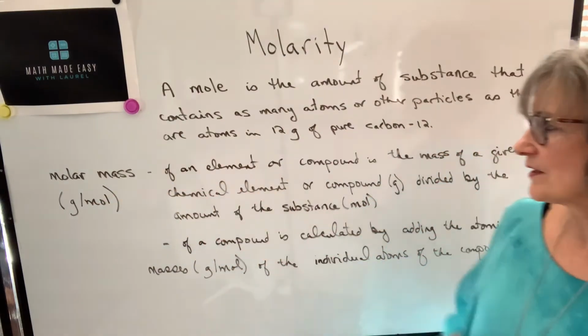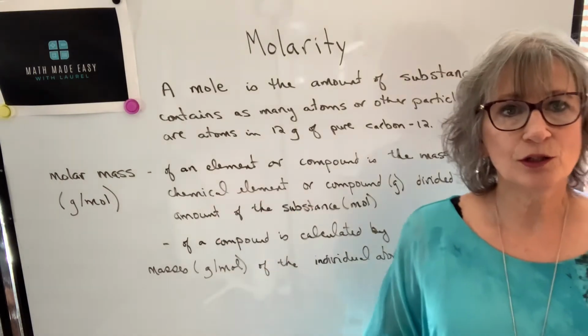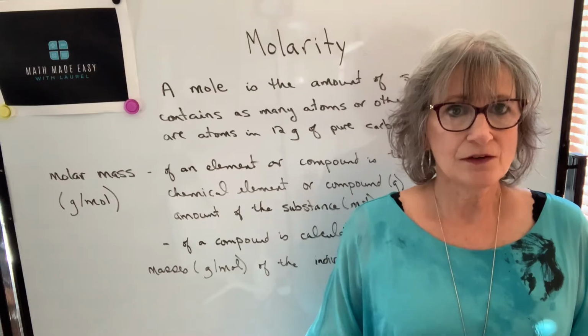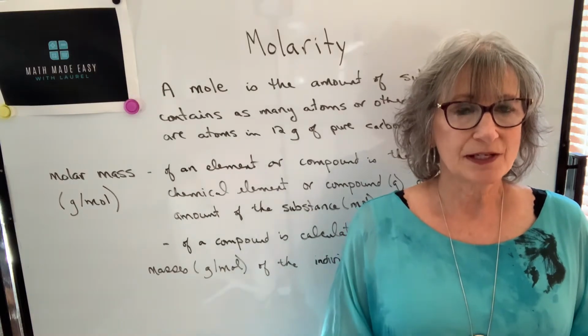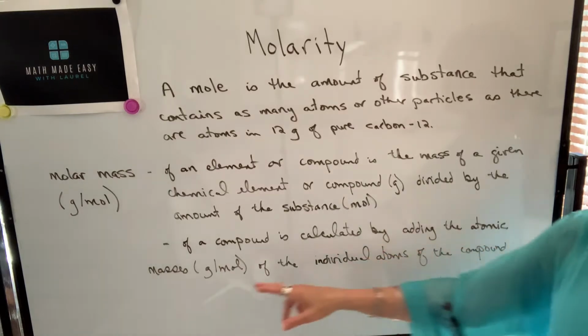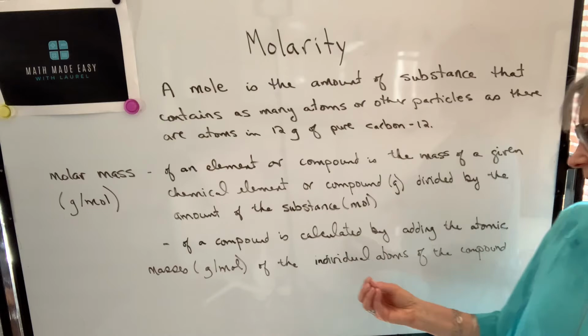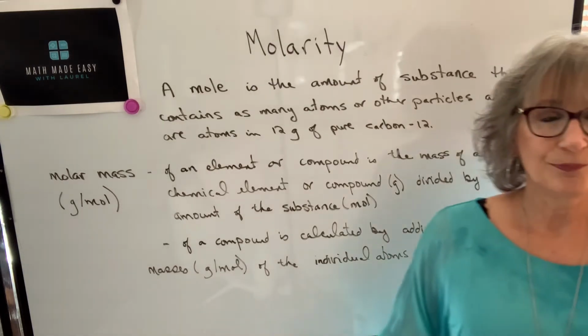So molar mass of an element or a compound is the mass of a given chemical element or compound in grams divided by the amount of the substance in moles. That information is available on a periodic table for all of the individual atoms. When you have a compound, you're going to add the atomic masses or the molar masses of all of the atoms of that compound.